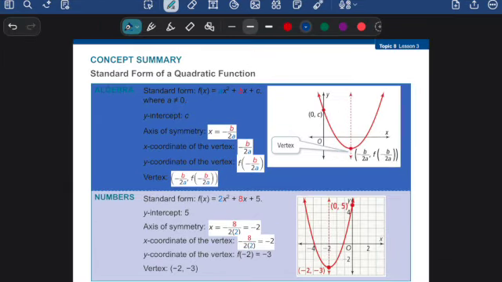We made it to the concept summary for standard form of a quadratic function. So remember, standard form can help you know the y-intercept, and you can identify the axis of symmetry using this formula. So you'll want to remember that, opposite b over 2a, and then you plug it in to find the y value for the vertex. You can use that to graph the function, and you can also turn vertex form into standard form to be able to get this information.